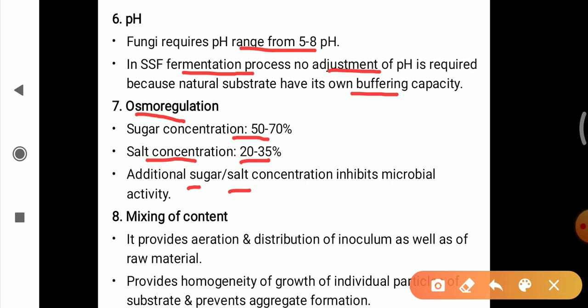Mixing of content. When we mix the content, it provides the aeration and distribution of inoculum as well as the raw material. That provides the uniformity, the homogeneity of growth of individual particles of substrate, and prevents aggregate formation, so particles do not aggregate and form clumps.